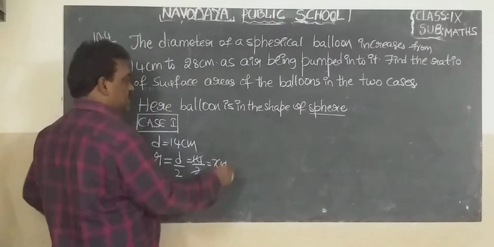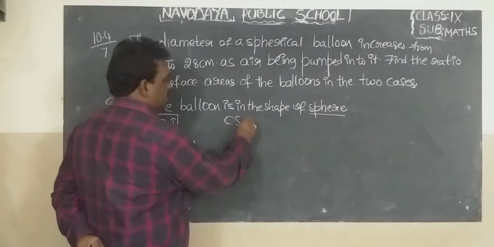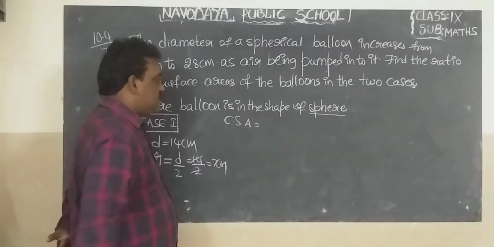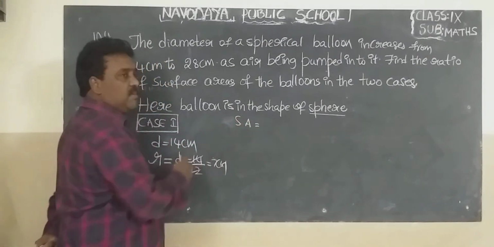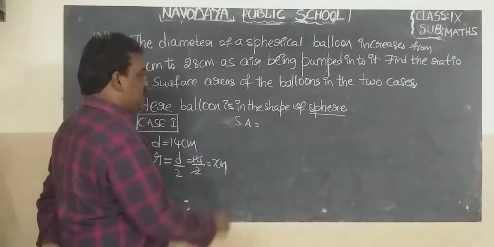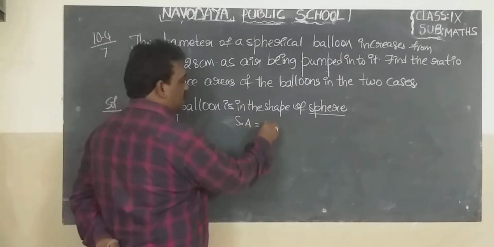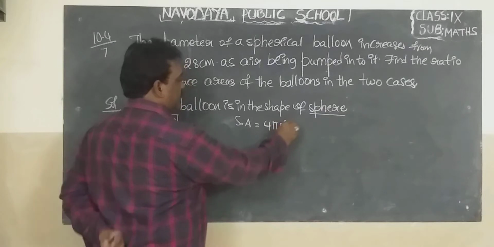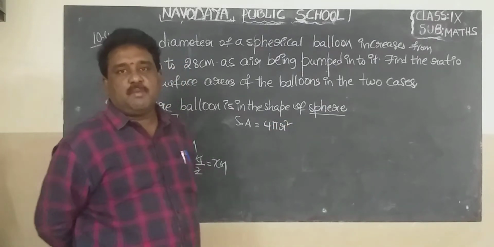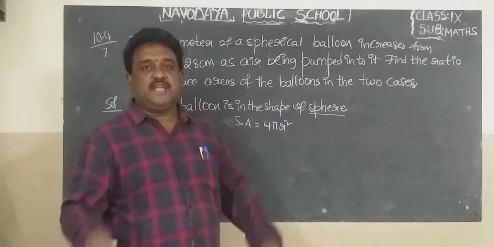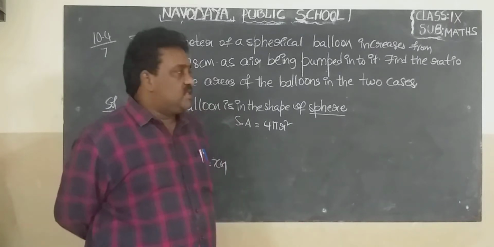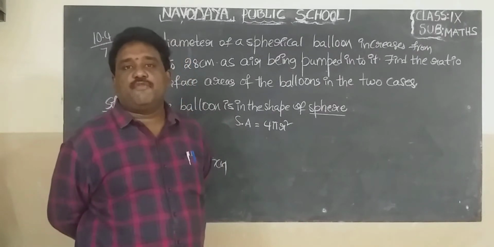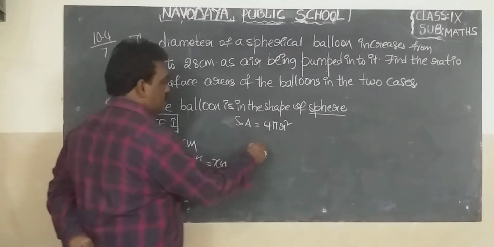Then CSA. Surface area of the balloon. The formula is 4 pi r square, because the balloon is in spherical shape. Surface area of a sphere is 4 pi r square.